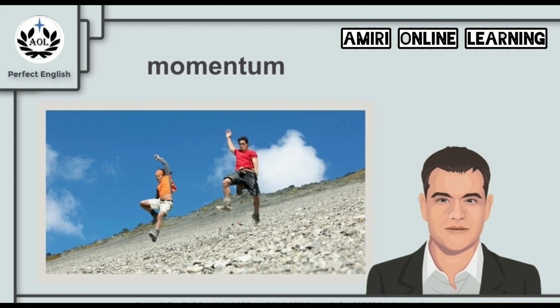Now if you look at the picture, we can see two people are coming down the mountain. And it seems like the motion started and it's very difficult to stop it now. Actually, if you try to stop them now, you'll probably hurt them or injure them. So is that idea close to the word momentum? Do they have momentum now? Or what is the meaning of momentum?